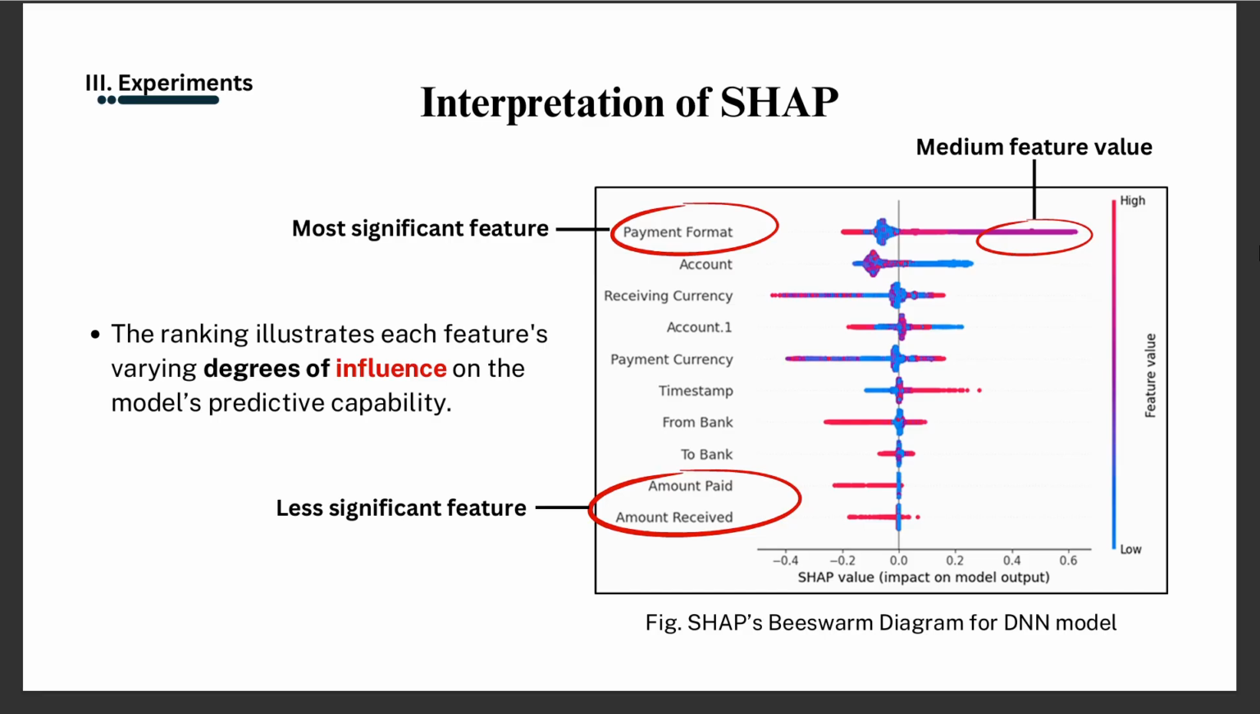To visualize the interpretive results, we employ SHAP's beeswarm plot. These features are ranked according to their average absolute Shapley values across the dataset. As we can see on the right side, the ranking indicates each feature's importance to the model's output results. While payment format is the most significant feature, amount paid and amount received are less crucial. Also, we can see that when a transaction payment format aligns with median values of 3 or 4, it is more likely to be involved in money laundering.